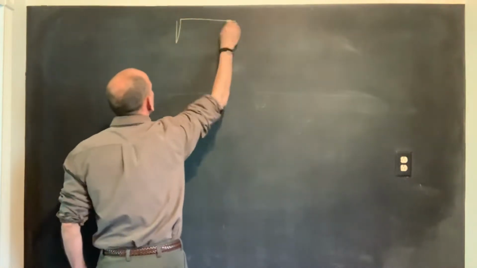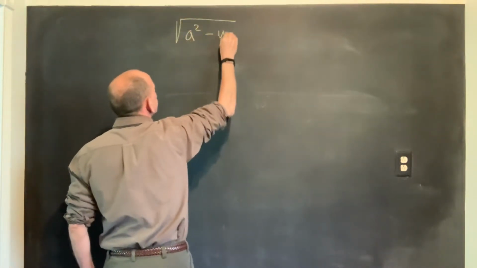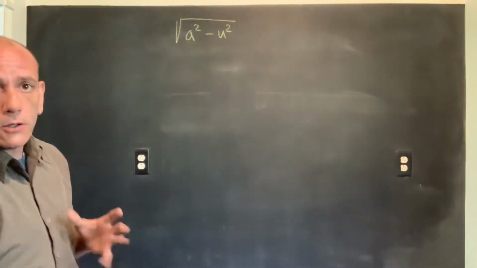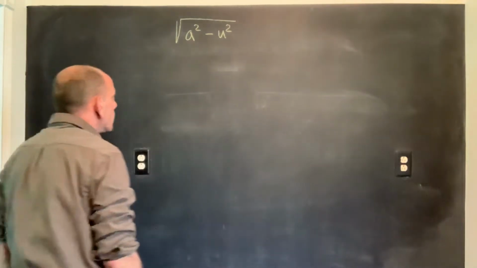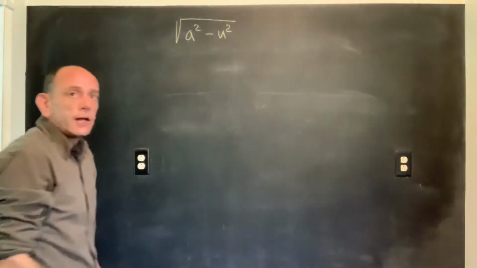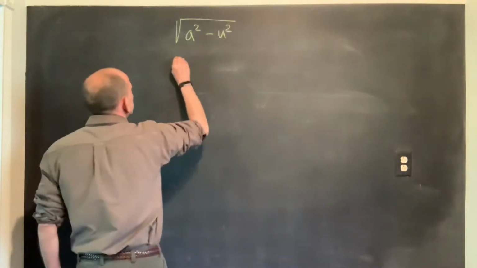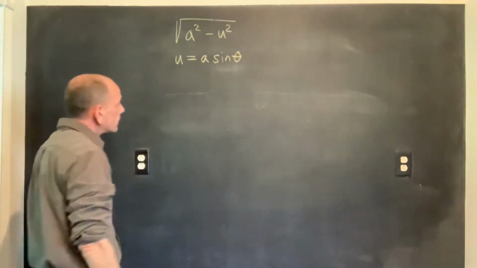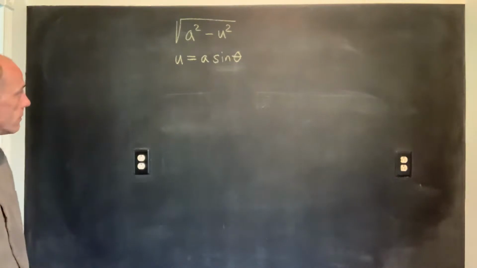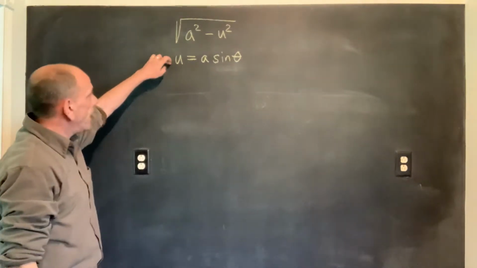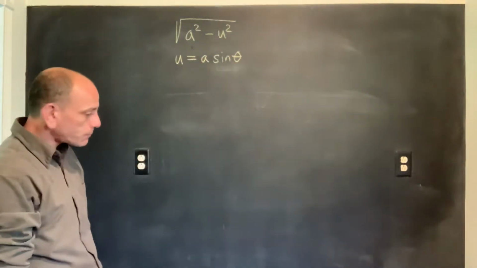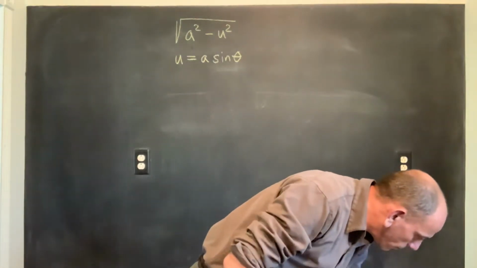So let's see, the first pattern we'll look at is root a squared minus u squared. So a is our constant and u is a continuous function. If I have this structure, then the substitution that I want to use is u equals a sine theta. That's the substitution that I'm going to use. And I determine that just based on this structure, that it's the difference and the continuous function comes second.